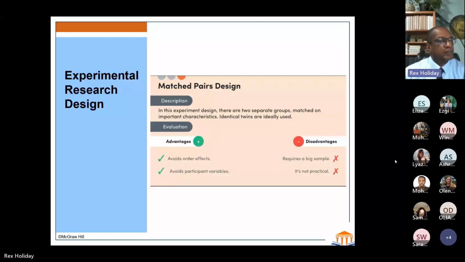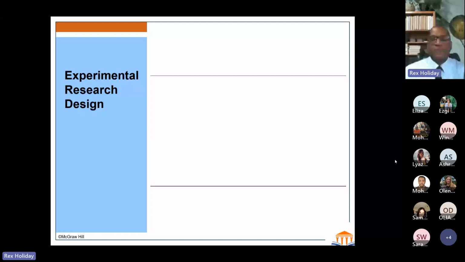You get the best of both worlds by avoiding order effects and participant variables, but there are still issues with sample size and with practicalities. And there we go. That's our introduction to experimental designs. Here are our key takeaway messages.